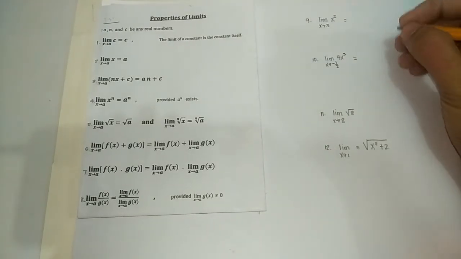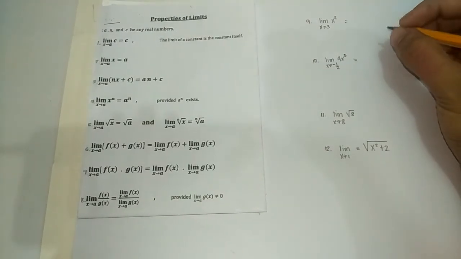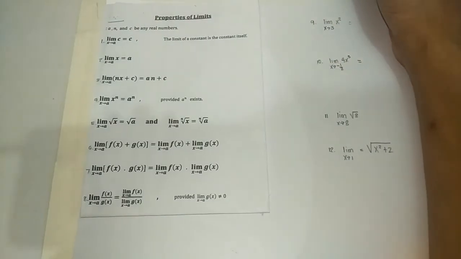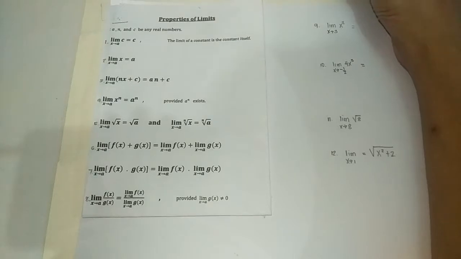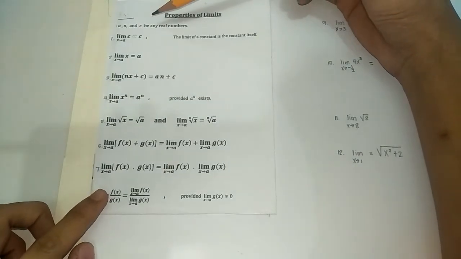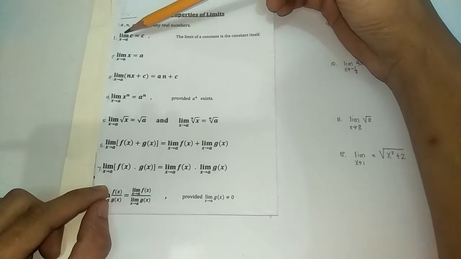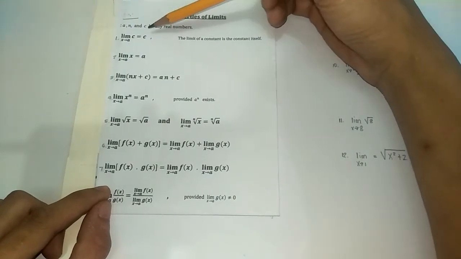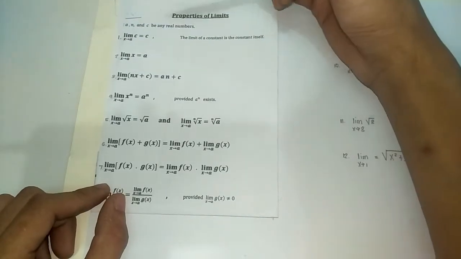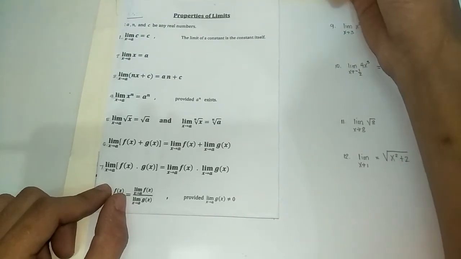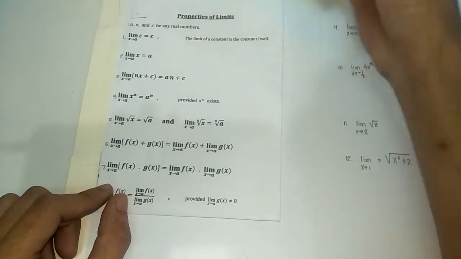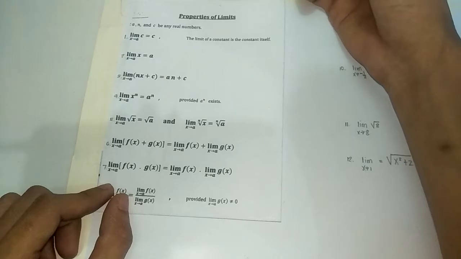Hi everyone, in this video, I'm gonna show you how to solve limits using 8 properties. So let us have property number 1. In property number 1, we have the limit of the constant wherein x approaches a is equal to its constant. So if your limit is only a number, your answer is also its constant.